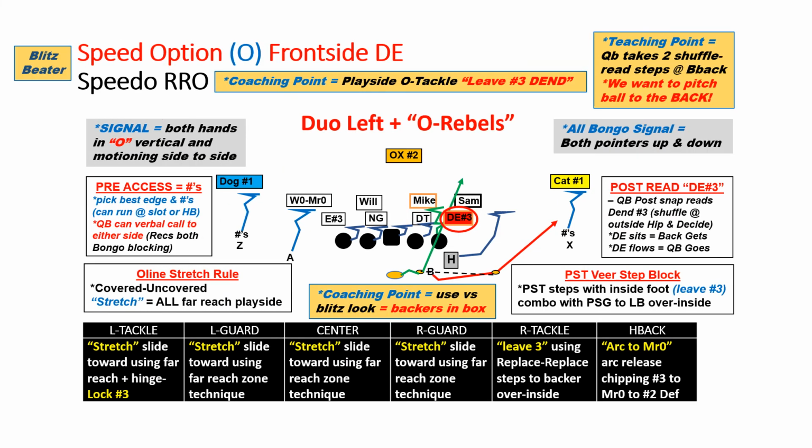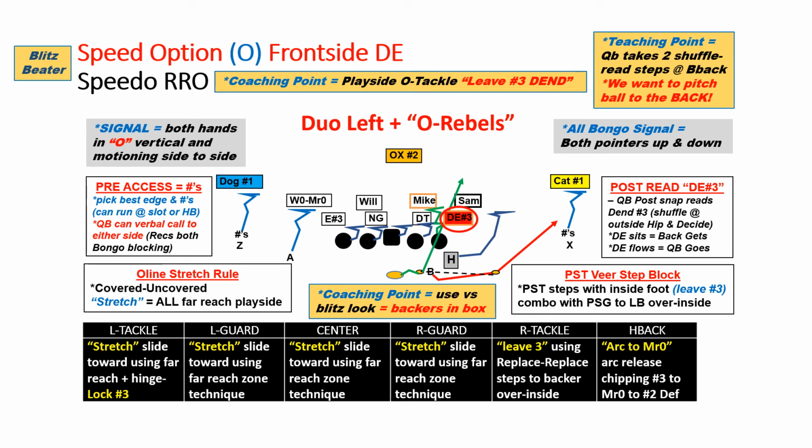All right, and then last is a speed option or front side RPO. Just like we started where we're running stretch option with the backside triple option read, we'll finish with speed option to the front side defensive end running stretch blocking. Those are my two preferred to start with.